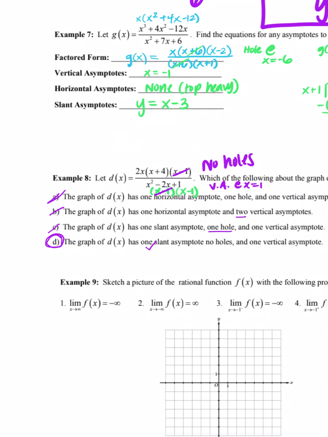How do we know there's 1 slant? Well, the lead term in the numerator, let's highlight it here. If I take the 2x times the x times the x, our lead term is going to be a 2x to the third. And in the denominator, it's a 1x squared. Exactly 1 more degree in the numerator in comparison to the denominator, so there is a slant asymptote.